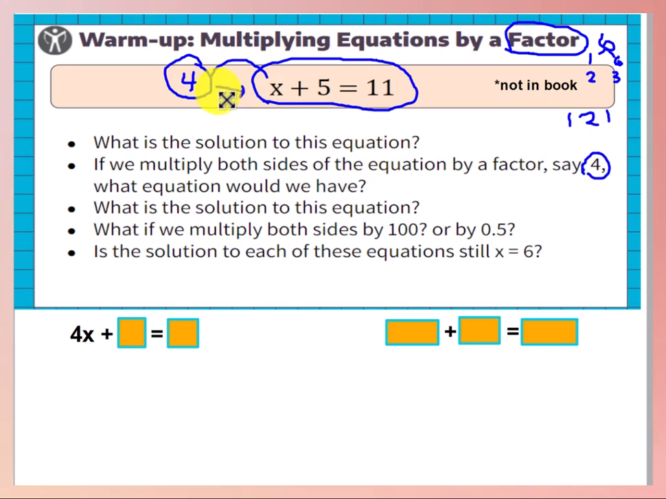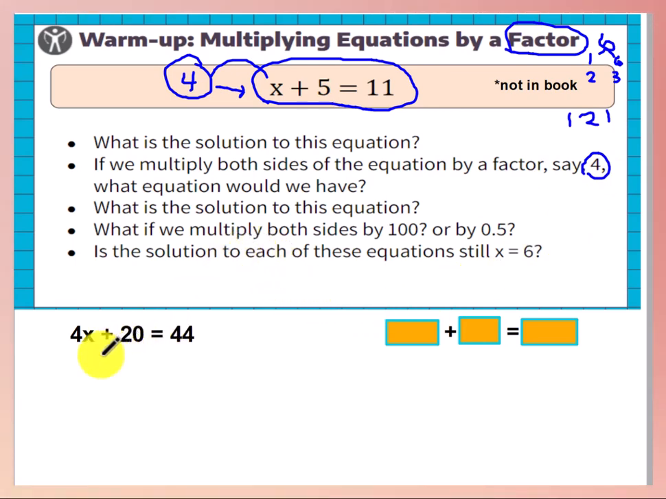We have to multiply the 4 to the 5. What's 4 times 5? 4 times 5 is 20. And then lastly, we've got to go to the right side of the equation and multiply 4 times 11. 4 times 11 is 44. So we have an equation, 4x plus 20 equals 44, that's equivalent to the equation x plus 5 equals 11. If we solve each of these equations, we'll get the same solution. So what is the solution to this new equation?